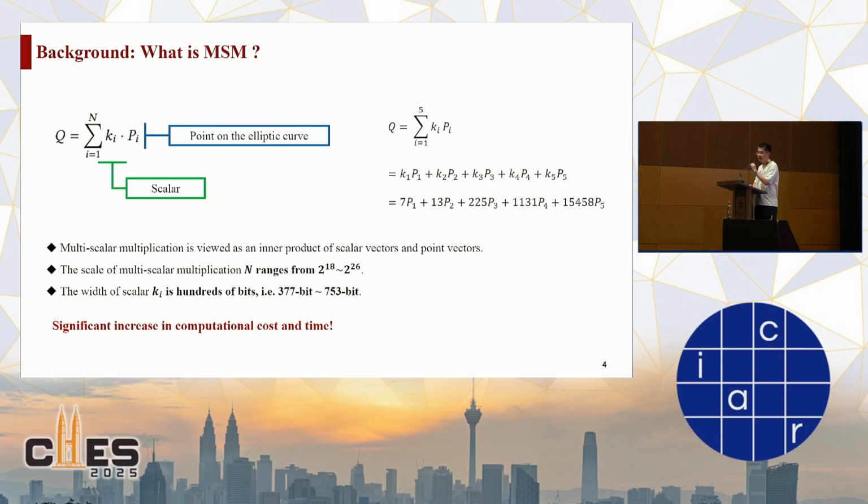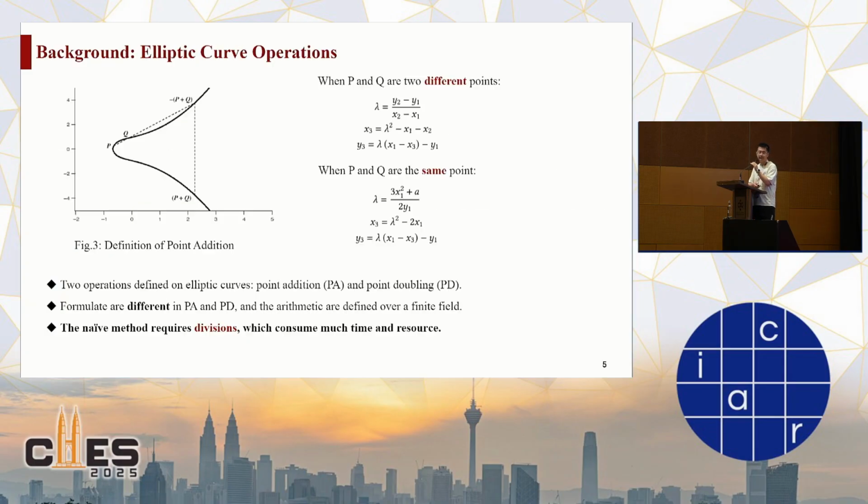And the next question is, what is multiscalar multiplication? It can be viewed as an inner product of a point vector and a scalar vector. However, in zero knowledge proof, the scale of multiscalar multiplications ranges from 2 to the power 18 to 2 to the power 26. And the width of the scalar is hundreds of bits, usually 300 to 700. This large scale leads to a significant increase in computational cost and time.